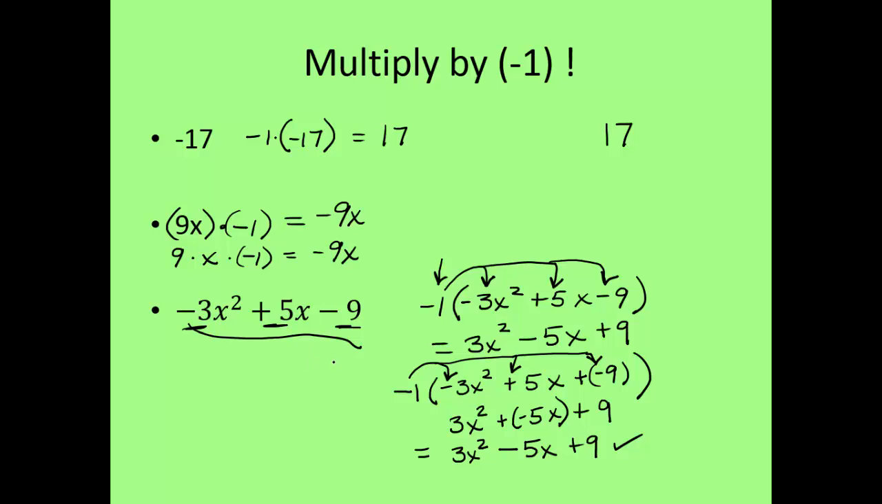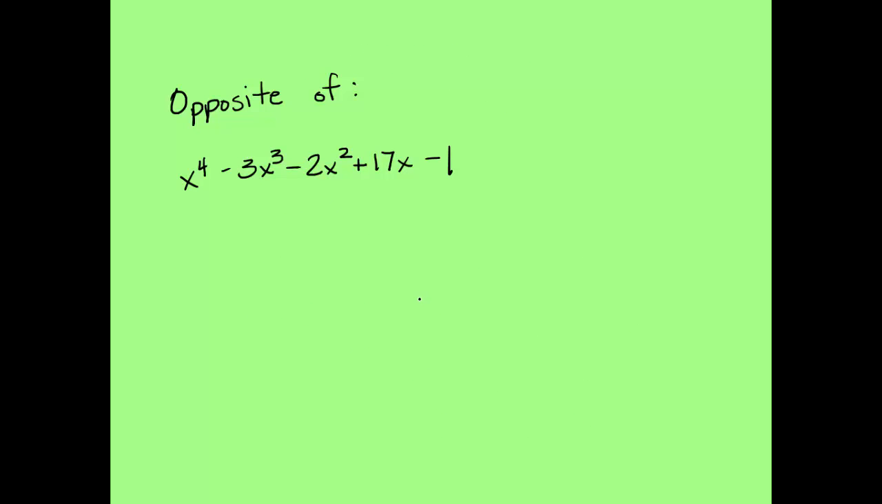Let's try one more. Here's a polynomial, x to the 4th minus 3x cubed minus 2x squared plus 17x minus 1. If I want the opposite of it, I need to multiply the whole thing by -1 and distribute that to every term. So all the coefficients are going to change. When I say coefficient, I'm also including the sign right in front of the coefficient. If that's a minus, I'm going to change it to plus. If it's a plus, I'm going to change it to minus.